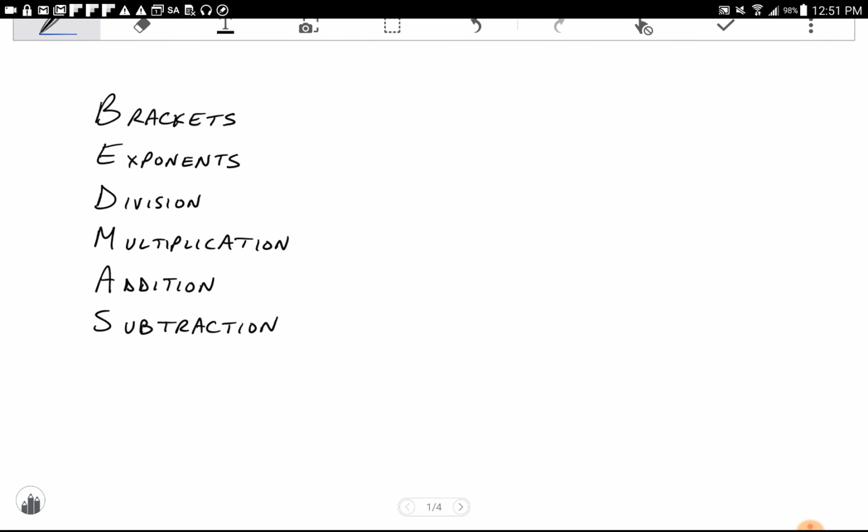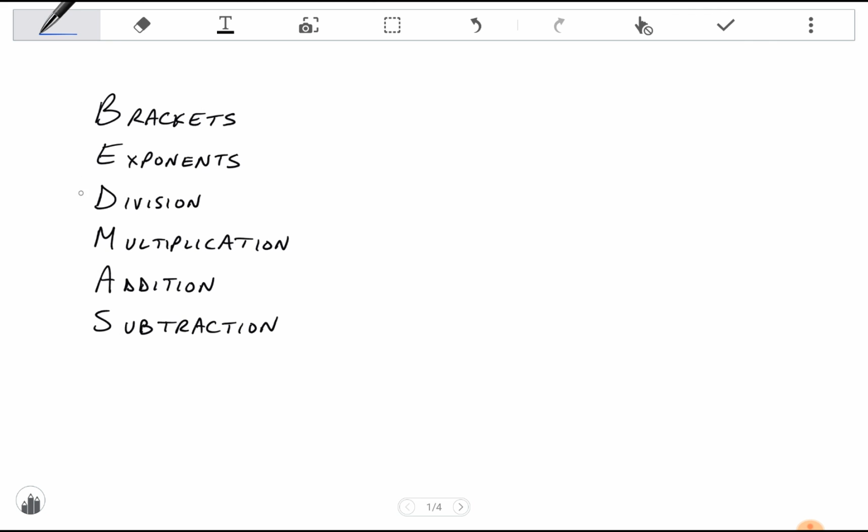Order of operations. The order of operations is what we follow when we answer questions. BEDMAS is how we remember that order, and it stands for brackets, exponents, division, multiplication, addition, and finally subtraction.